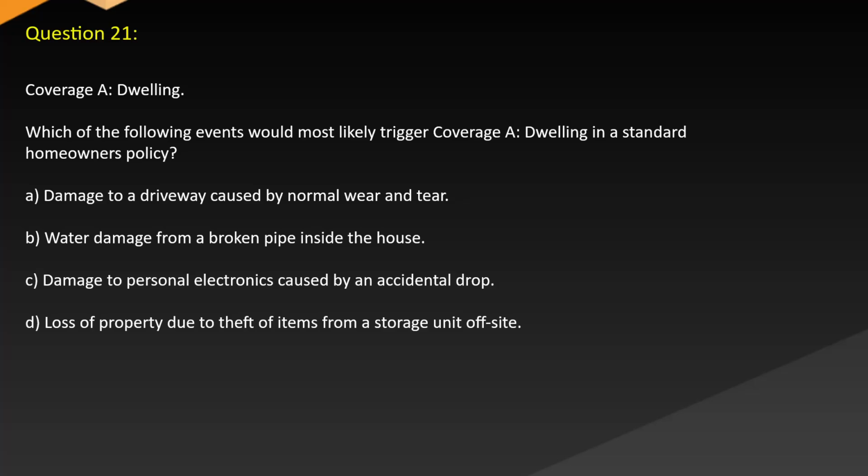Question 21. Coverage A. Dwelling. Which of the following events would most likely trigger coverage A, Dwelling, in a standard homeowner's policy? A. Damage to a driveway caused by normal wear and tear. B. Water damage from a broken pipe inside the house. C. Damage to personal electronics caused by an accidental drop. D. Loss of property due to theft of items from a storage unit offsite.